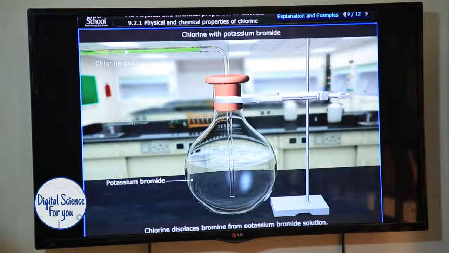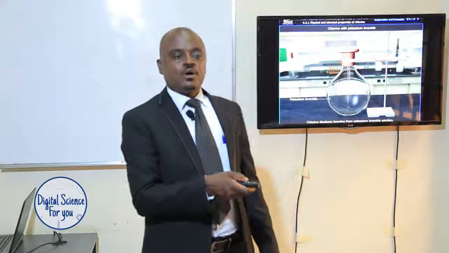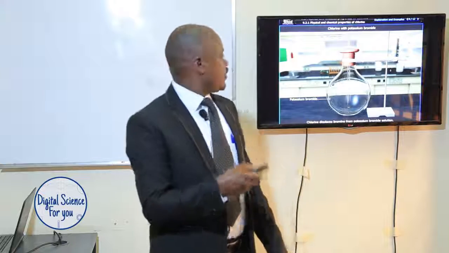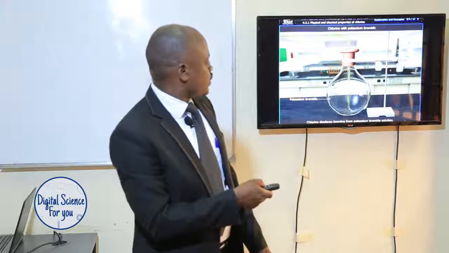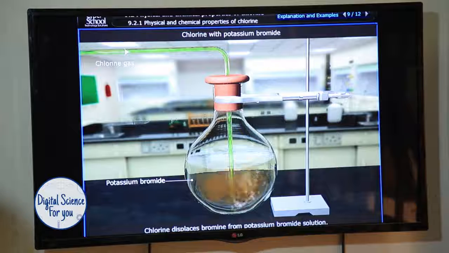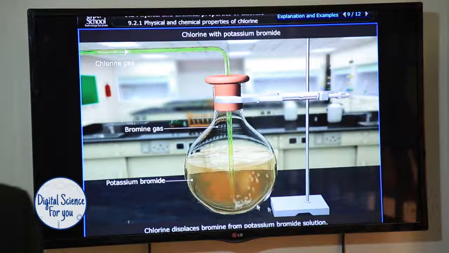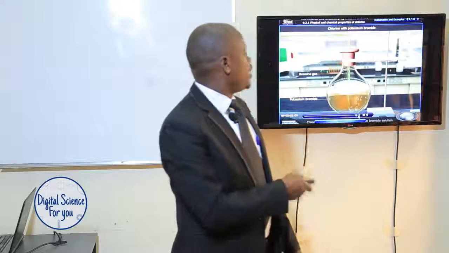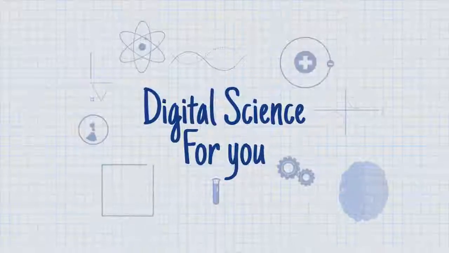And the reddish brown color is due to the formation of bromine, but because it dissolves in the solution, it gives us a reddish brown solution. This shows that chlorine is more reactive than bromine, and that's why it displaces it from its solution.